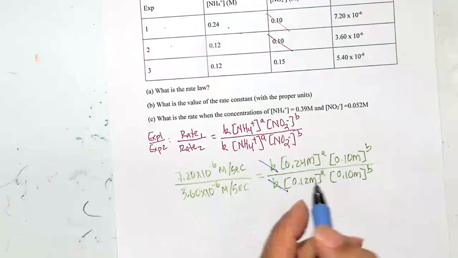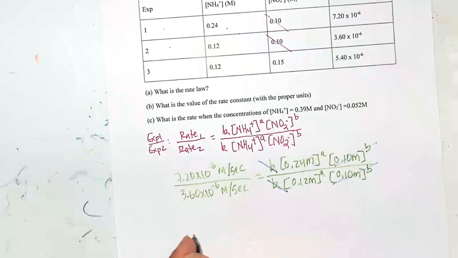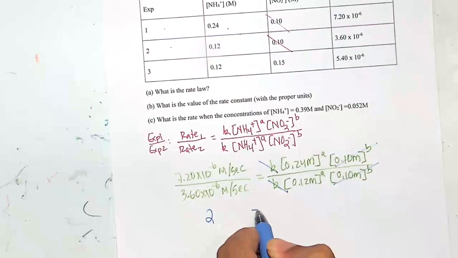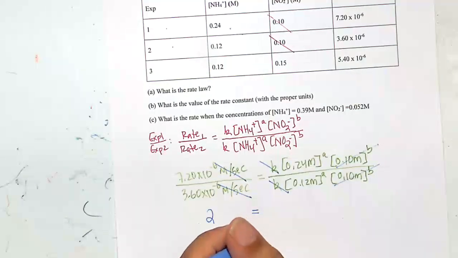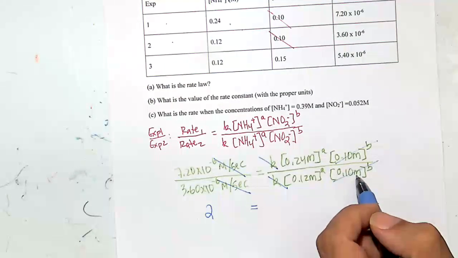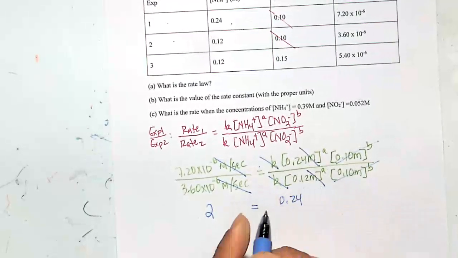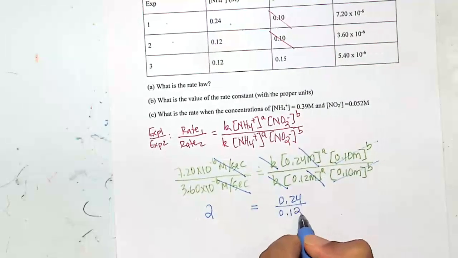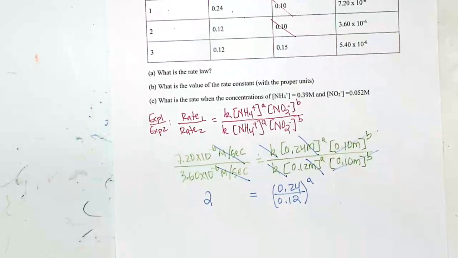I want you to recognize the K's cancel. 0.10 to the power of B and 0.10 to the power of B cancel. Then 7.20 times 10 to the minus 6 divided by 3.60 times 10 to the minus 6 on your calculator is equal to 2. Mole over seconds gets canceled, and the M's cancel. So 0.24 divided by 0.12, that whole thing gets raised to the power of A.